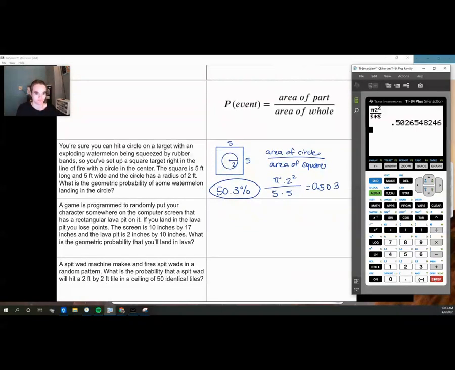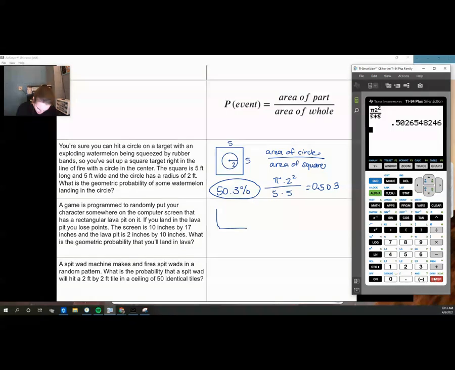Let's do another one. A game is programmed to randomly put your character somewhere on the computer screen that has a rectangular lava pit on it. If you land in the lava pit, you lose points. The screen is 10 inches by 17 inches, and the lava pit is 2 inches by 10 inches. What is the geometric probability that you'll land in lava?